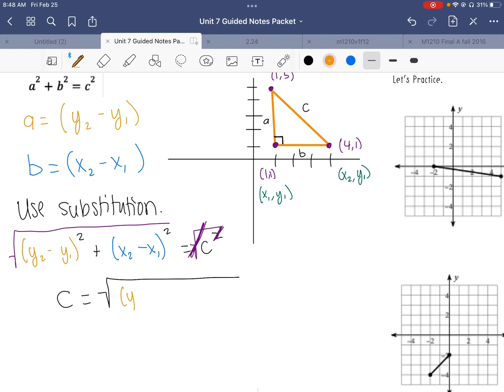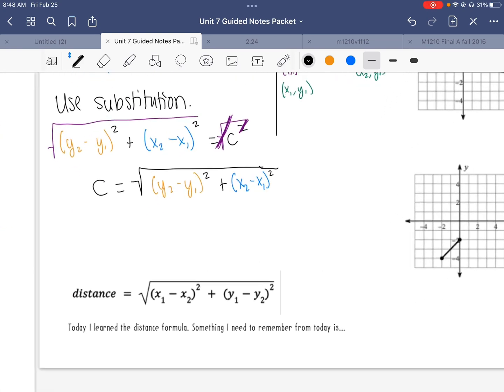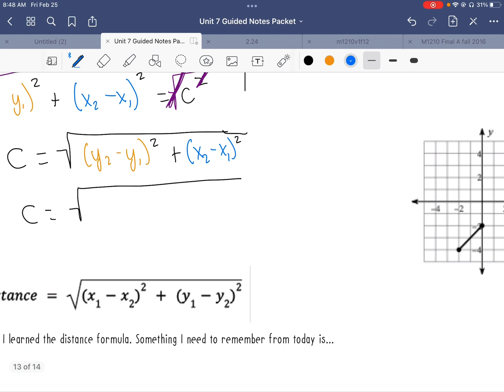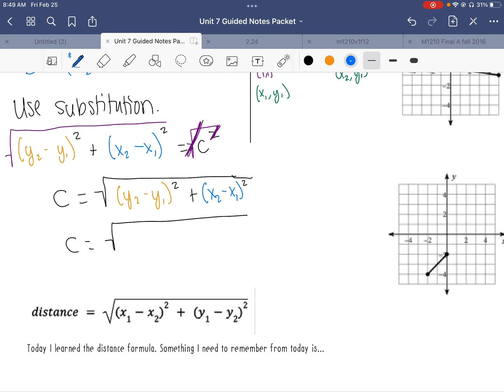y2 minus y1 squared plus x2 minus x1 also squared. And if you'll notice, mine are backwards. I should have flipped them. I'm sorry. So you can flip these around, okay? Addition doesn't matter what order you do it in, right? You can do 2 plus 3 or 3 plus 2, and you're going to get the same answer. Okay. So, well, yeah, we'll go ahead and flip it.